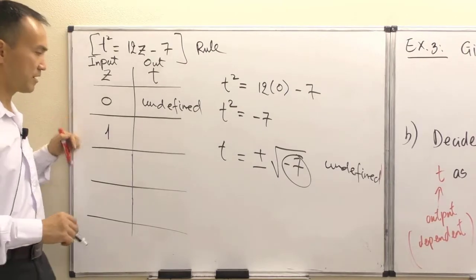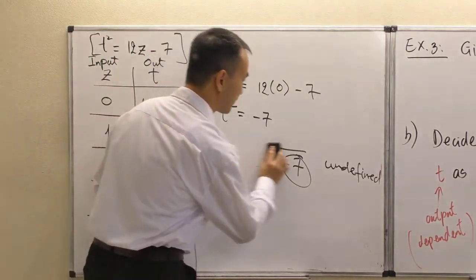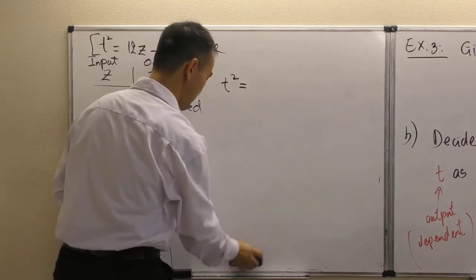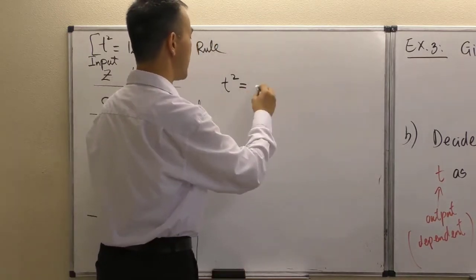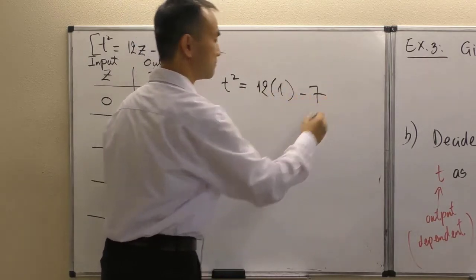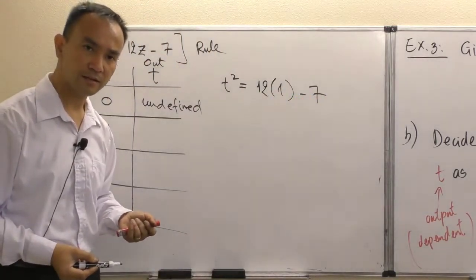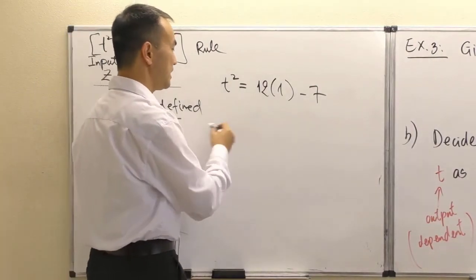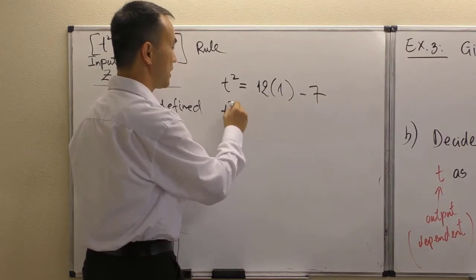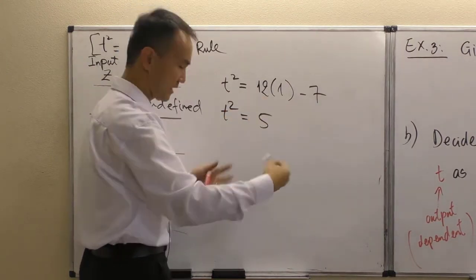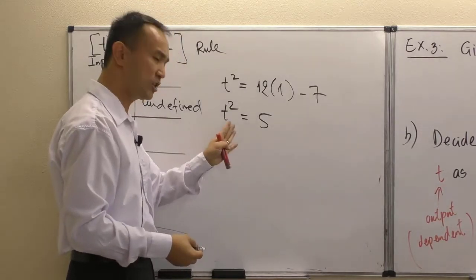Okay, now if z equals 1, we have t squared equals 12 times 1 minus 7. Okay, 12 times 1 minus 7. This means t squared equals 5, because 12 times 1 is 12, minus 7, that's 5. Okay, and now we have t squared equals 5.